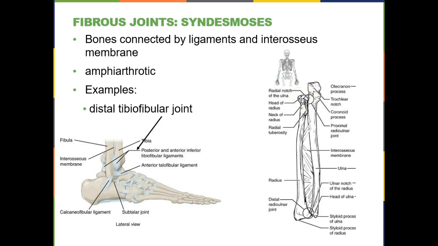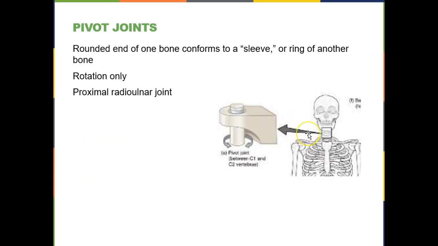That's pronation and supination. And then the other one that is typified here is the joint between C1 and C2 that you saw last week, where the dens is the thing that pivots in this little ligament that holds it up against the anterior arch of the atlas.